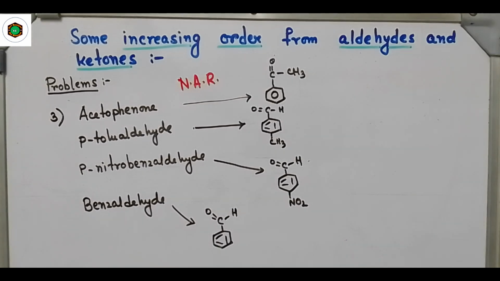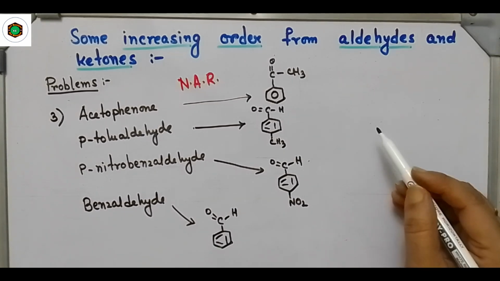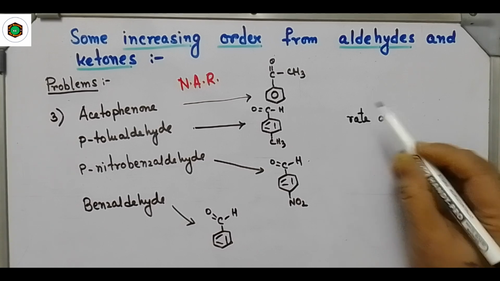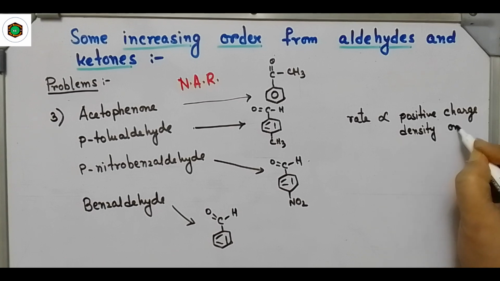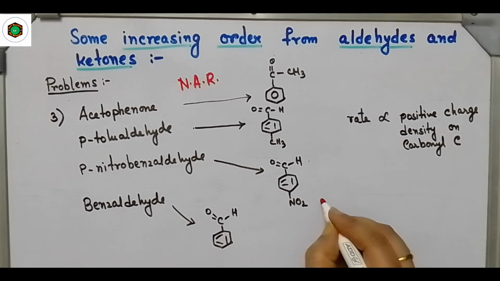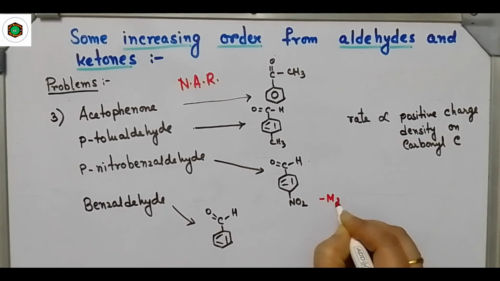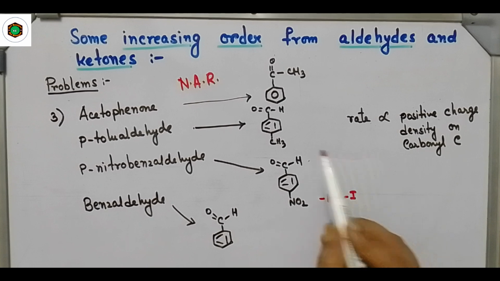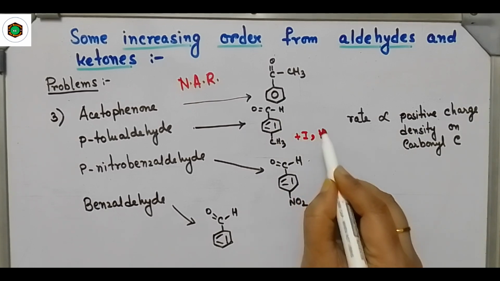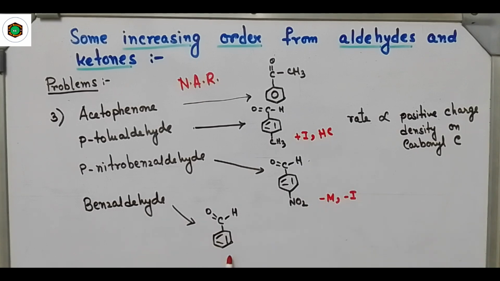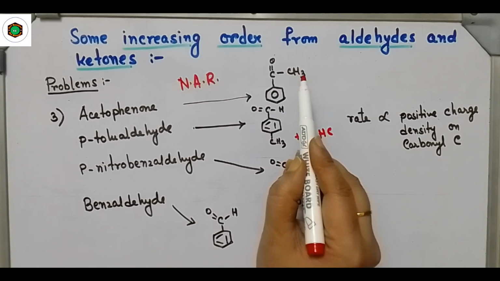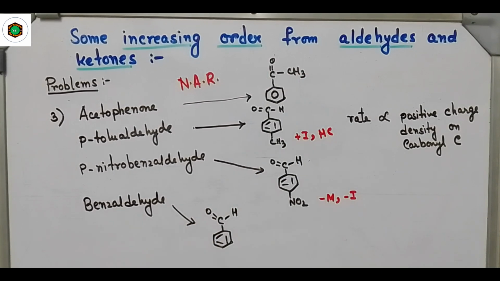For nucleophilic addition reaction, what we have to see? The rate of reaction is proportional to positive charge density on carbonyl carbon. Now see, nitro is electron withdrawing by -m and -I effect. CH3 is electron donating by +I and positive hyperconjugative effect. Here no such group is present. And here this is ketone. Ketone means here rate will be slowest.